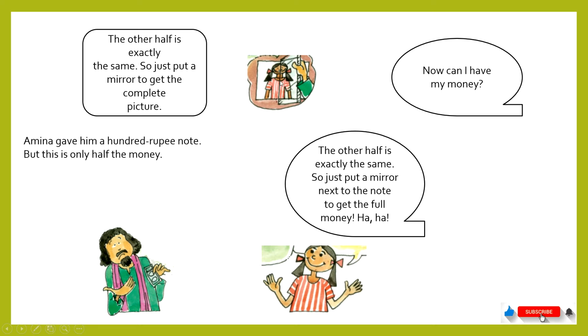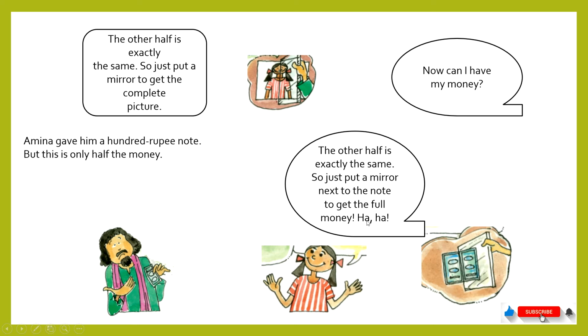So just put a mirror to get the complete picture. That's how he has shown, putting the mirror against this picture on paper, and when he has kept the mirror, it seems like a complete picture. Then he asked, now can I have my money? Amina gave him a 100 rupee note. Then Painter said, but this is only half the money. Then Amina gave him an interesting reply. The other half is exactly the same, so just put a mirror next to the note to get full money.